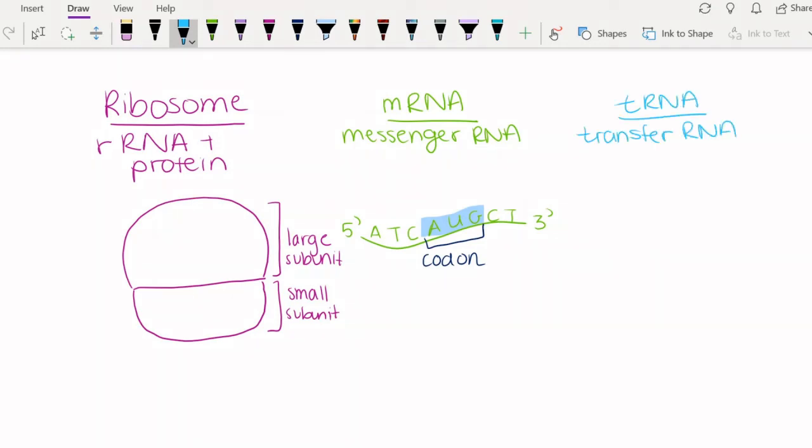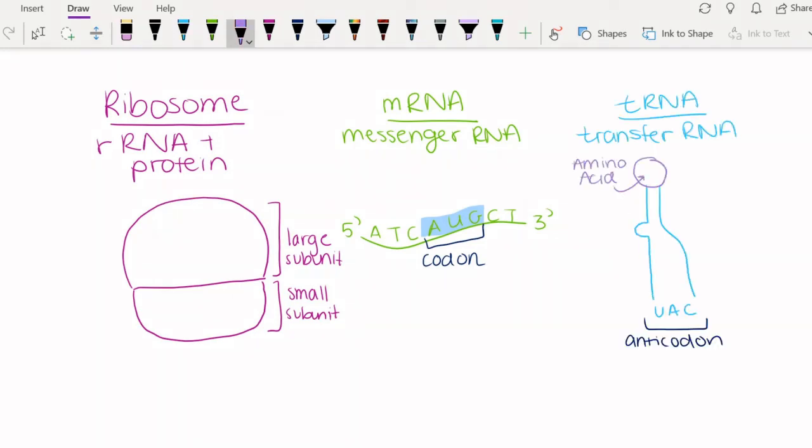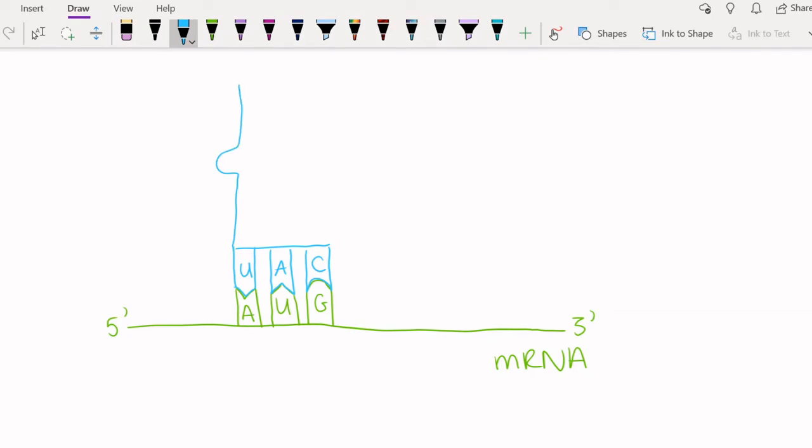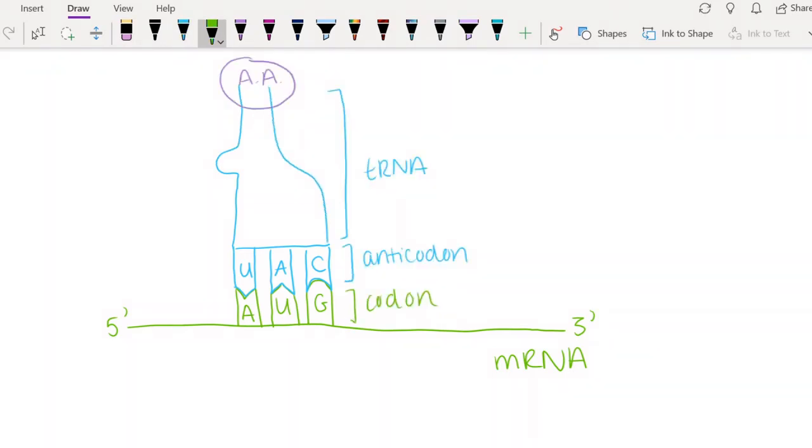Another key player in translation is tRNA, or transfer RNA. tRNA has an anticodon of 3 complementary nitrogenous bases. The tRNA's anticodon allows it to bond to the mRNA's codon. Each tRNA also carries or transports a specific amino acid. The type of amino acid depends on the anticodon.